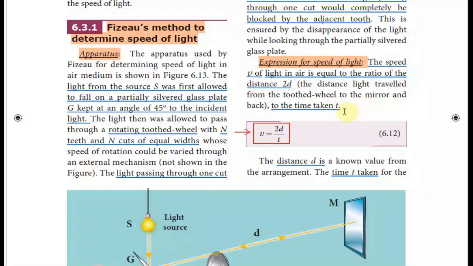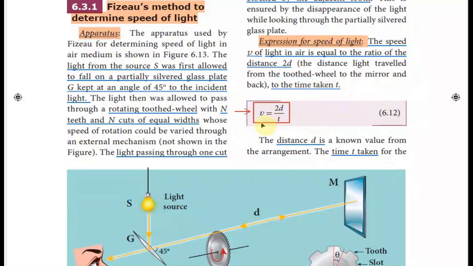Now let us get the expression for the speed of light. The speed of light v in air is equal to the ratio of the distance 2d to the time taken t. Why do we get 2d? That's the distance light travels from the toothed wheel to the mirror and again back. So we can write the expression as v = 2d/t. The distance d is a known value from the arrangement.